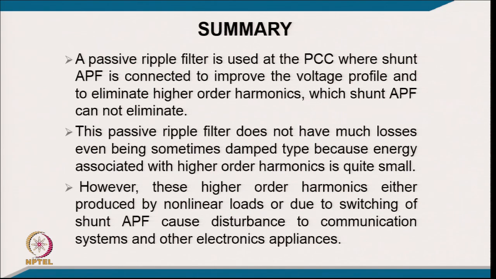A passive ripple filter is used at the point of common coupling, where the shunt active filter is connected, to improve the voltage profile and to eliminate the higher order harmonics which the shunt active power filter cannot eliminate. This small passive ripple filter does not have much losses, even being sometimes damped type, because the energy associated with the higher order harmonics is quite small. However, these higher order harmonics, either produced by the nonlinear load or due to switching of the shunt active power filter, cause disturbance to communication systems and other electronic appliances.